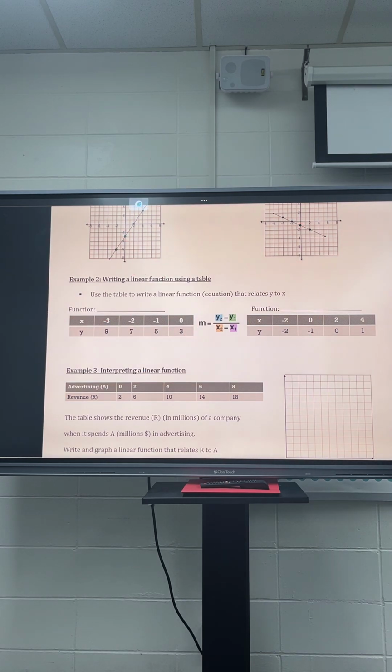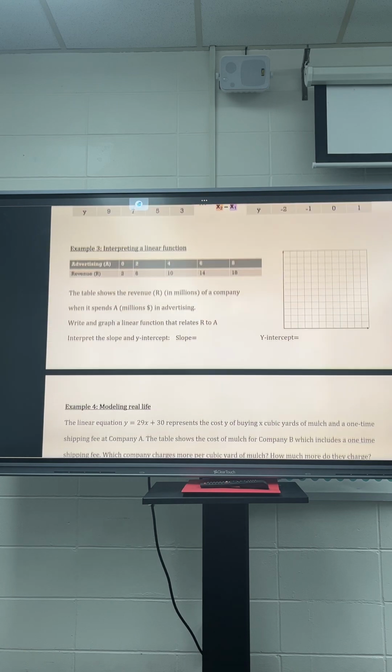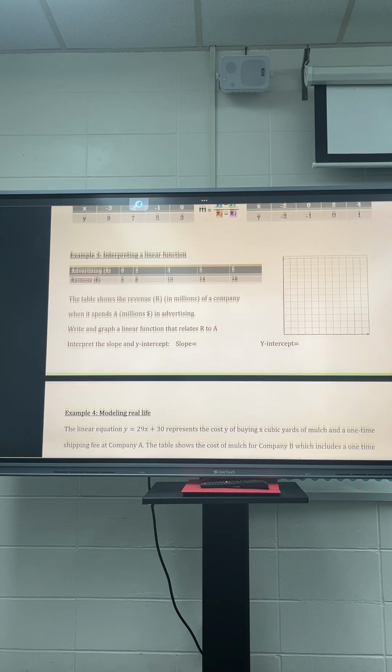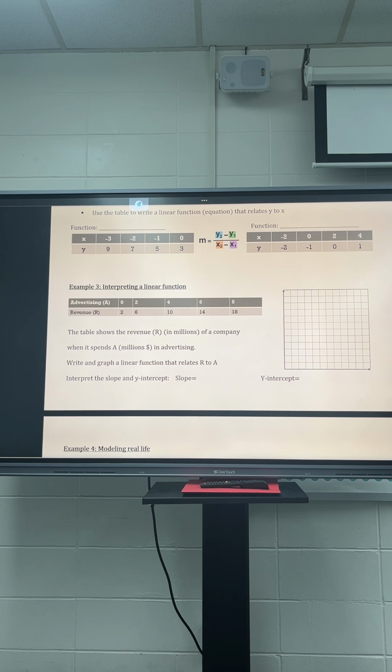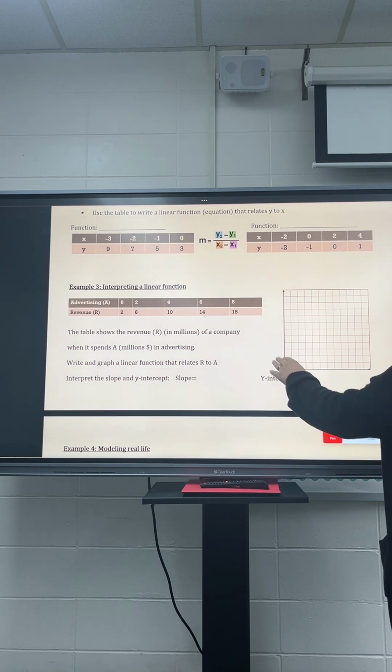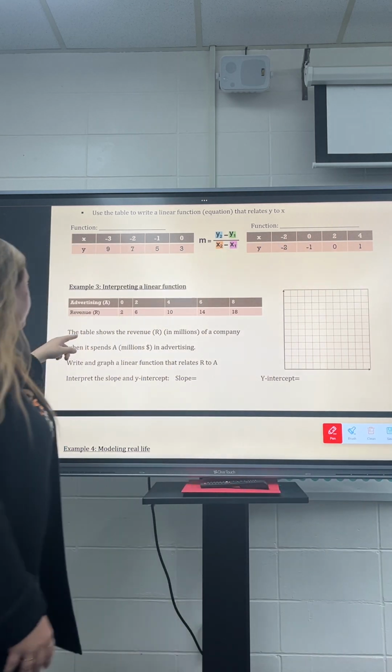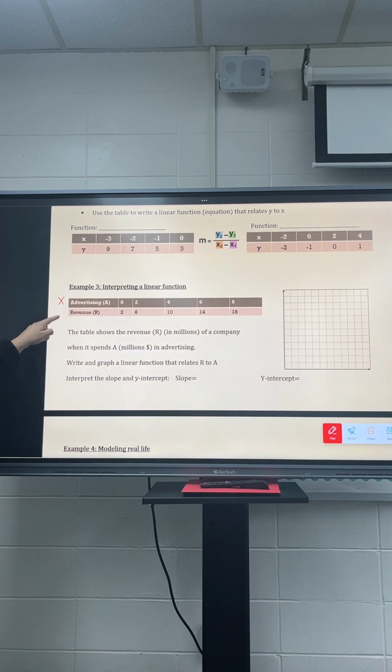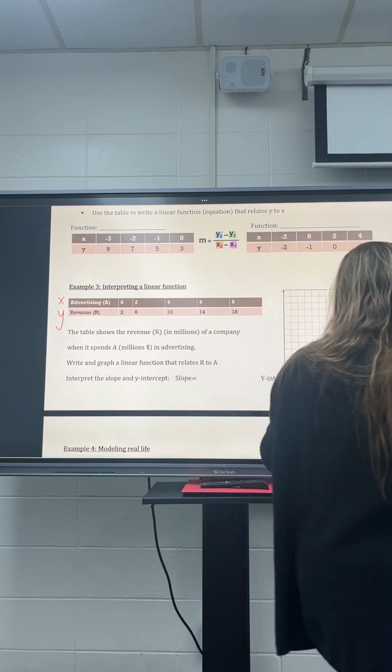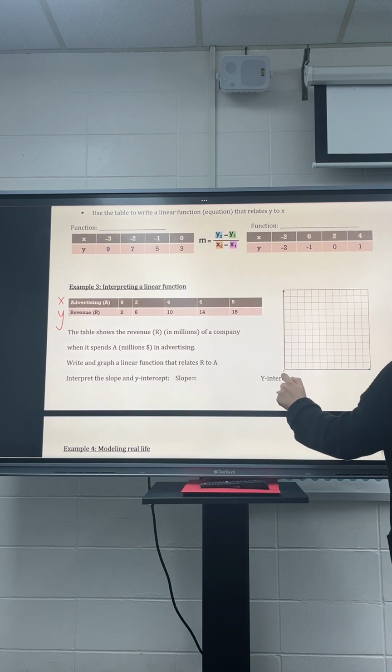We have one more here. Can't remember if we did this lesson or not. All right, so we're interpreting a linear function. The table shows the revenue. We just have to graph this, (0, 2). If I'm looking at advertising versus revenue, advertising is going to be my x, revenue is going to be my y, and then I'm going to graph those. I see that my x's are increasing by 2's every time, so I could have that happen here along my x-axis: 0, 2, 4, 6, 8, 10.